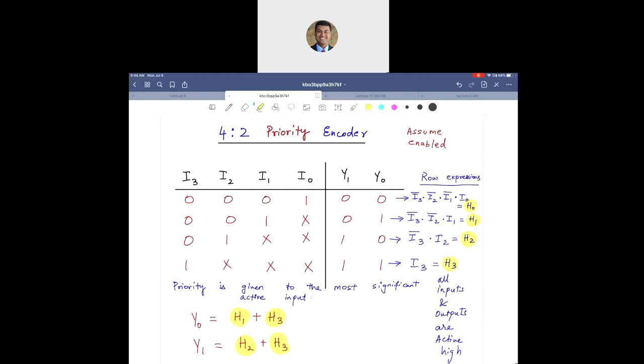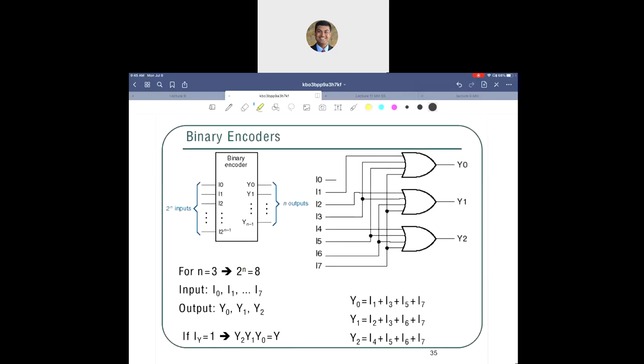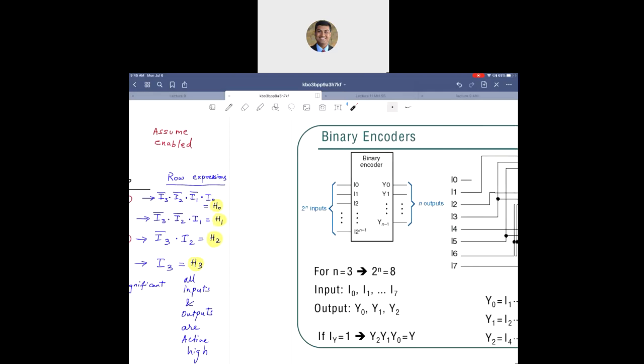All right, I hope that was a helpful exercise. Now, once we have a good understanding of 4 to 2 basic encoder and 4 to 2 priority encoder, then we can go on to make an 8 input priority encoder, which is what we are going to do next. So here we have 2 raised to n inputs for a binary encoder. They are numbered as I0, I1, I2, and so on up to I2 raised to n minus 1. For example, we had I0, I1, I2, and so on up to I7. In our earlier example, we had I0, I1, I2, I3.